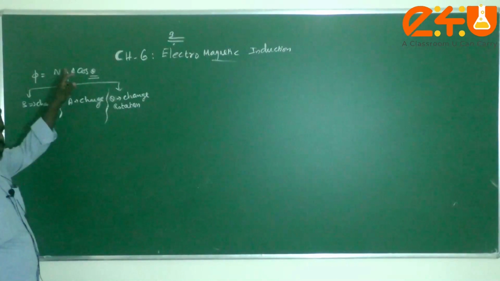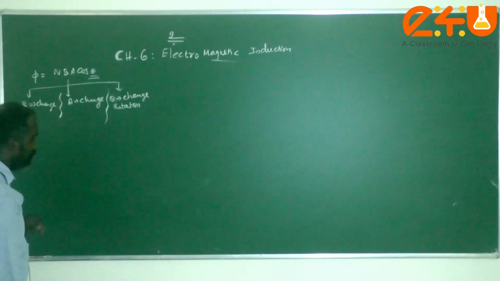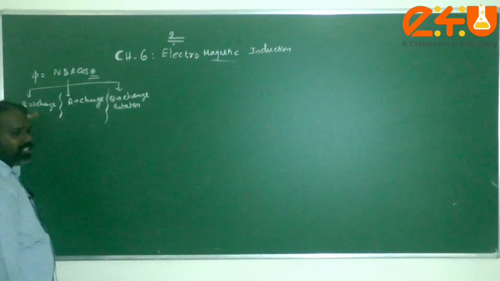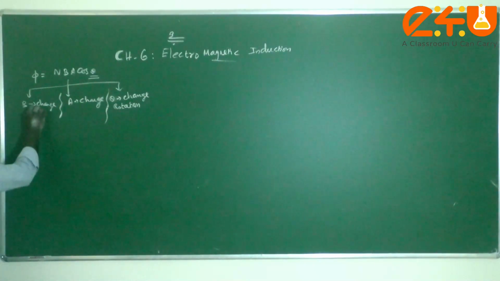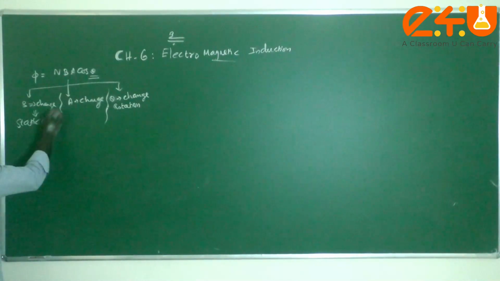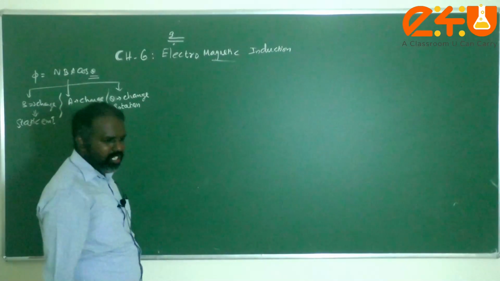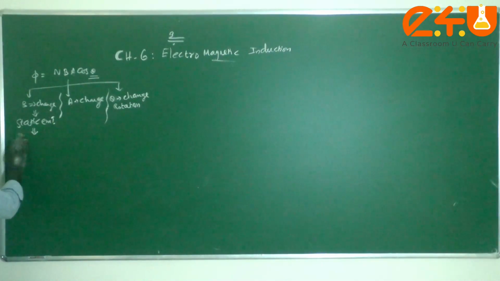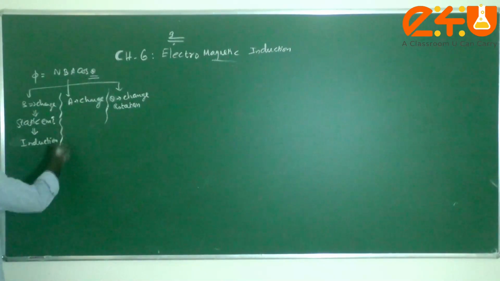When flux variation is there, obviously induced current and EMF will be there. If the magnetic field alone changes, that is called static EMI. Examples are self-induction and mutual induction, like that. Simply I can say that has to be the induction concept.